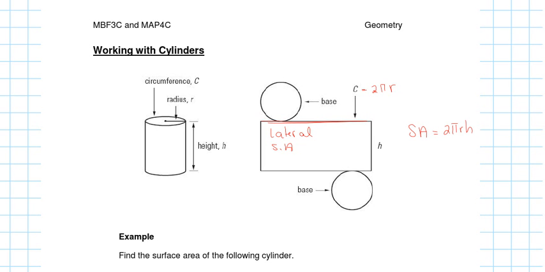plus the areas of the two circles. So what's the area of one circle? Pi r squared. Because I have two of them, that makes it 2 pi r squared. Right? We talked about this last week. Okay? Any questions about where this is coming from?